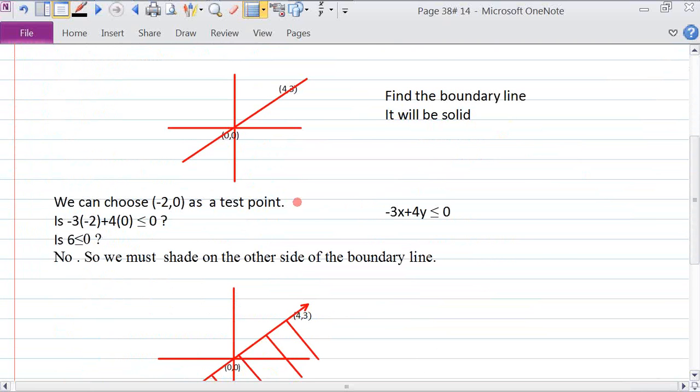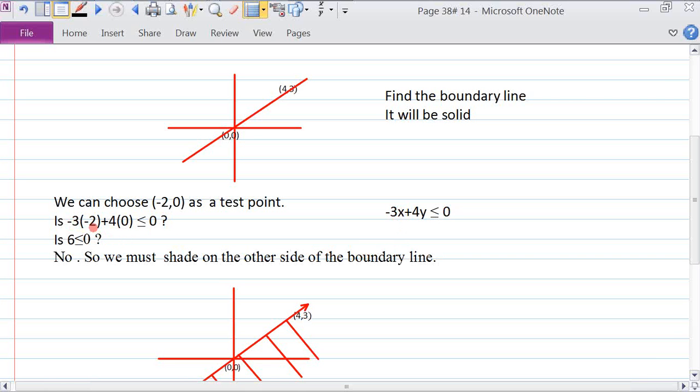So now we're going to choose as a test point -2, 0, which is right about here. x is -2 and y is 0. It's on the x-axis, so let's say it's roughly here. We're going to choose it as a test point. And we're going to put it back into this original equation and ask, so we're going to put -3, because we have -3.